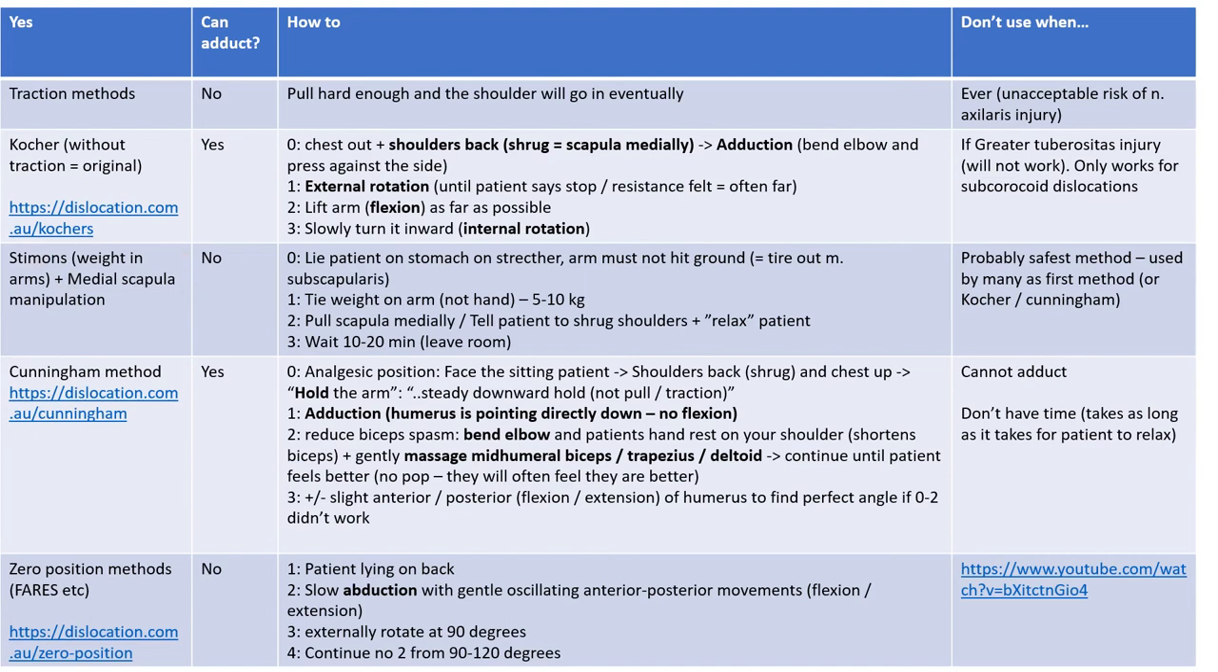Then you have Stimson's method, and the Stimson's method is actually the one we usually use in our department, and we were told on the course to use it as the first method because it's the most time efficient. You don't have to be at the patient's side all the time. This is where the patient lies on their stomach. Their arm is not allowed to hit the ground, so you have to have a bed that is high enough. And then you attach some weights, usually around five kilos, not to their hand, but to their wrist. We usually have these circumferential weights that you can put on. And then you pull the scapula medially, until the patient shrugs their shoulders and relaxes.